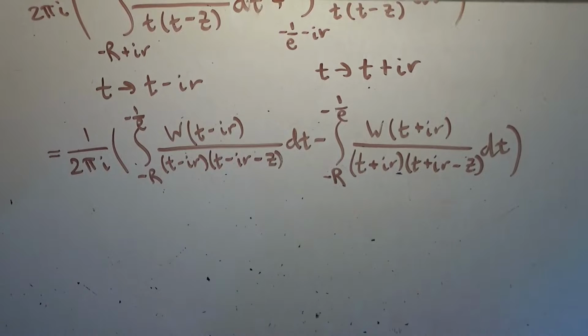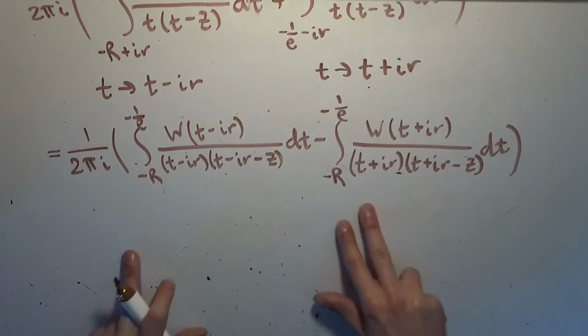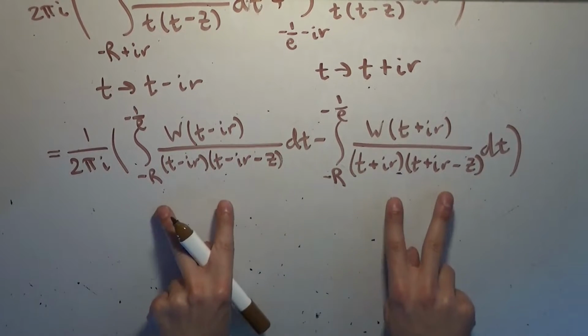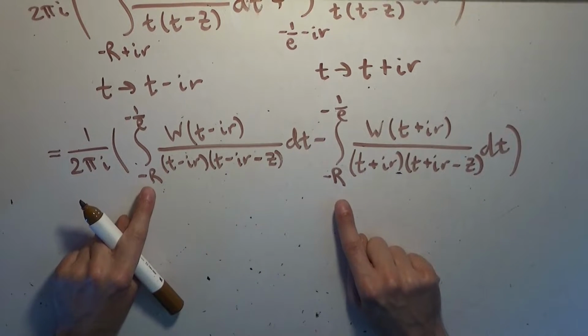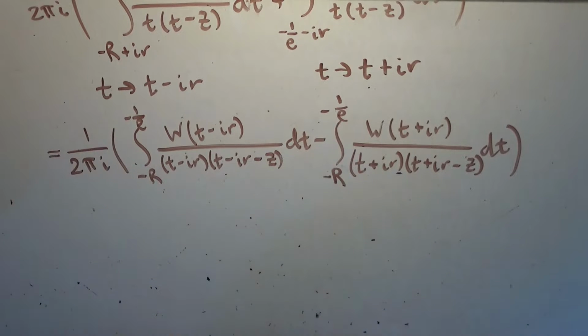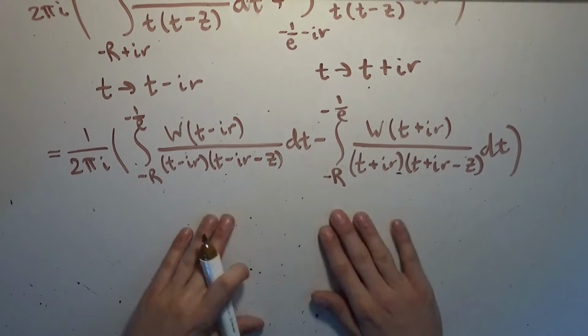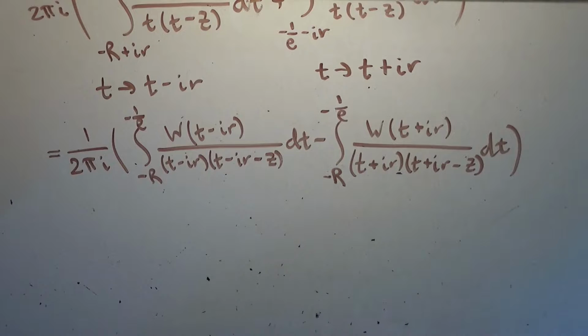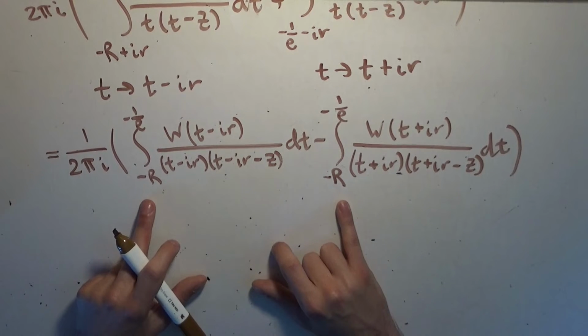Okay, so here's the argument that I'm going to make, and people can feel free to correct this if it's not correct. Now that we've made these substitutions, these two integrals are going from negative capital R to negative 1 over e, and we established from the image that these will just be straight line integrals along the real axis, which means that t is only over real numbers at the moment within the context of these two integrals.